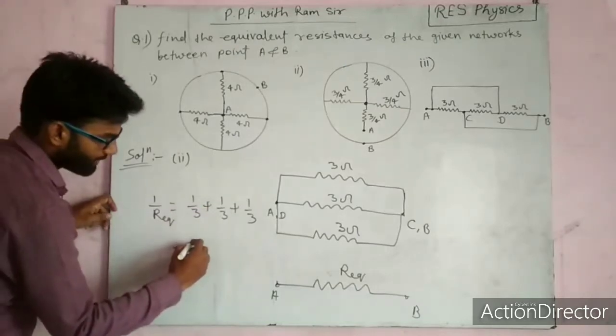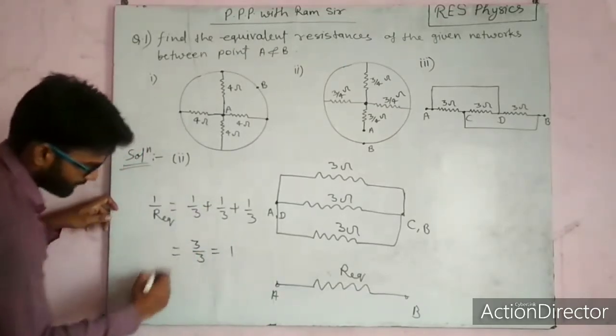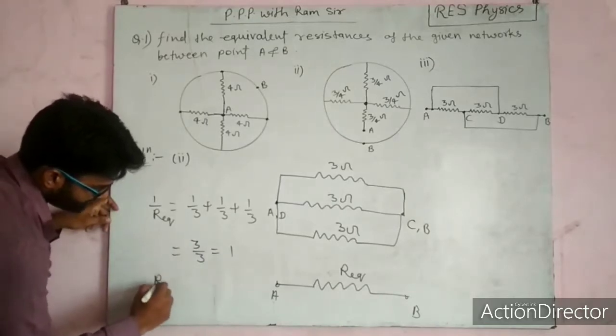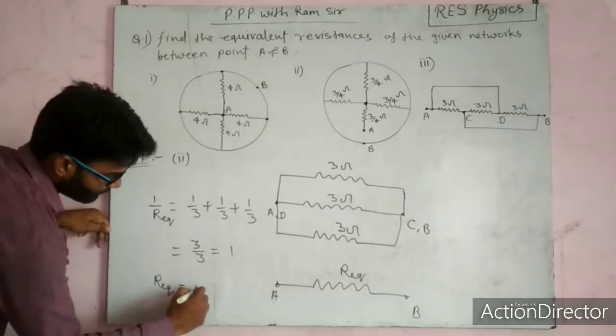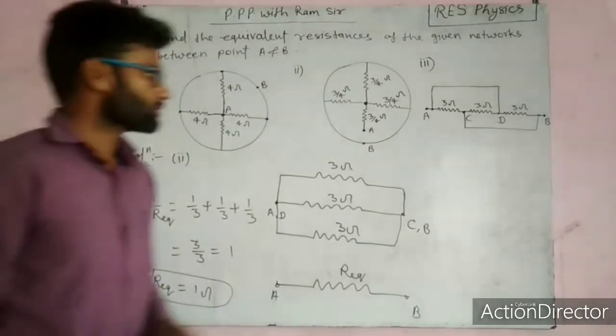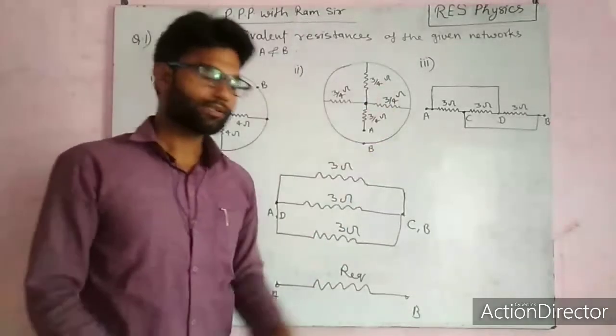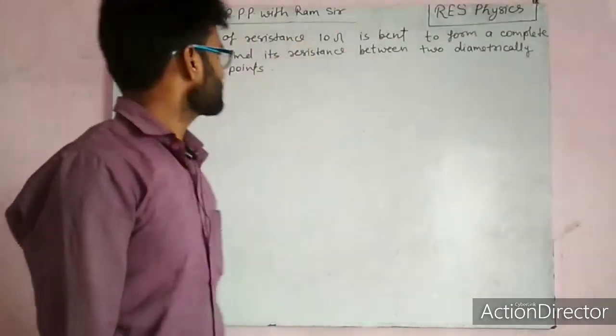So since the denominator is common, 3 by 3 equals 1. So 1 upon R equivalent equals 1, so R equivalent equals 1 ohm. That's the answer. So these are the fundamental questions, right? Okay, so moving to the next question.